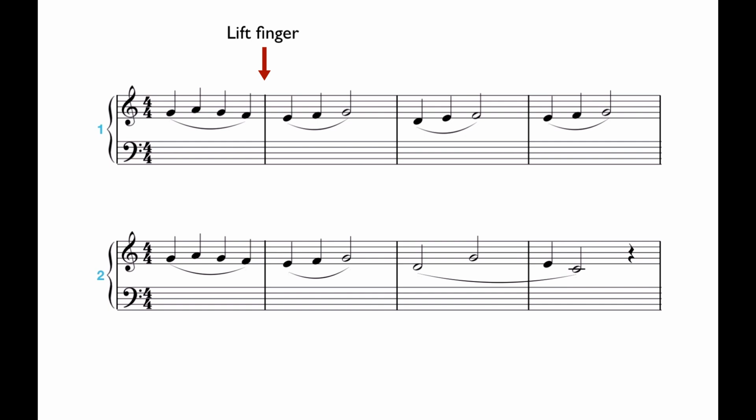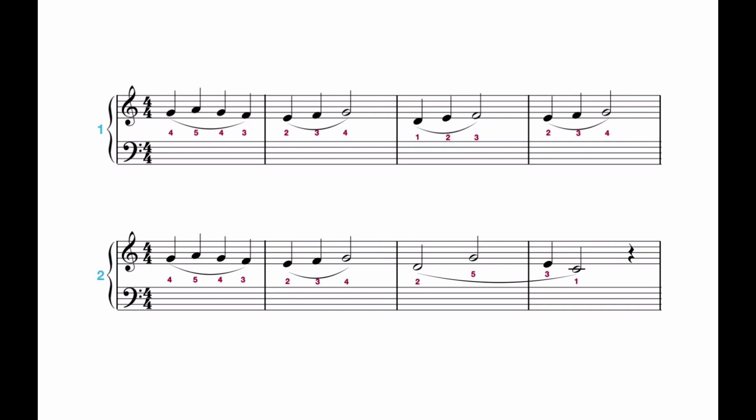Did you see how I had a very slight break in between the F and the E, the F at the end of bar 1 and the E at the beginning of bar 2? So do try and do that when you're playing this right hand. I'll add in some fingering for you as well. Pause the video, give it a go.